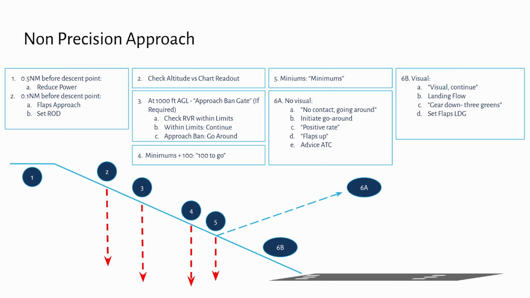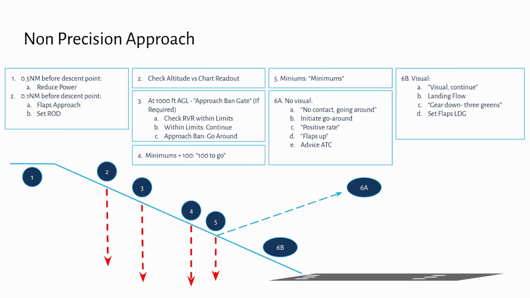Once we're established on the final approach track, we will have a descent point. Now this will usually be a DME distance, or sometimes it will be a waypoint. For NDB, it will usually be either a radar derived distance or a DME readout. So 0.5 before that descent point in still wind conditions, if we have a headwind, it might want to be about 0.3, but 0.5 before, we want to reduce the power to our descent speed. This will slow the aircraft back to our approach speed.